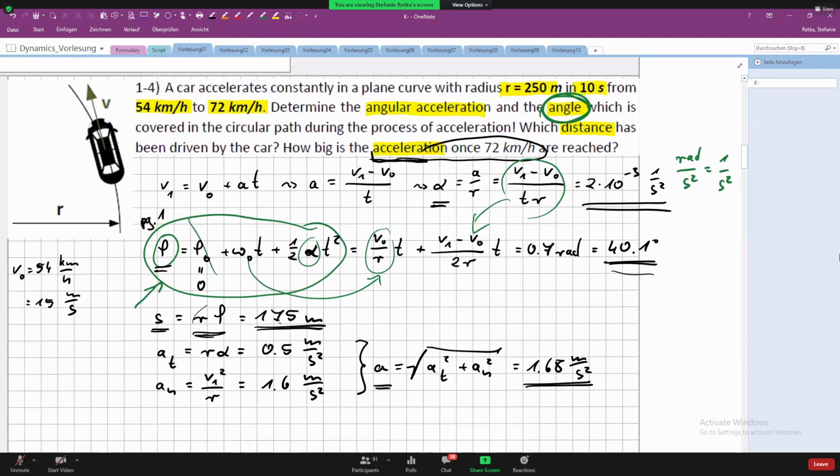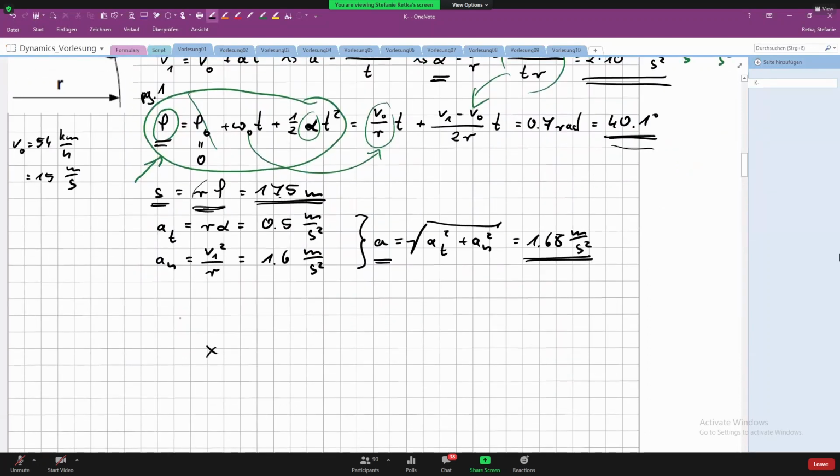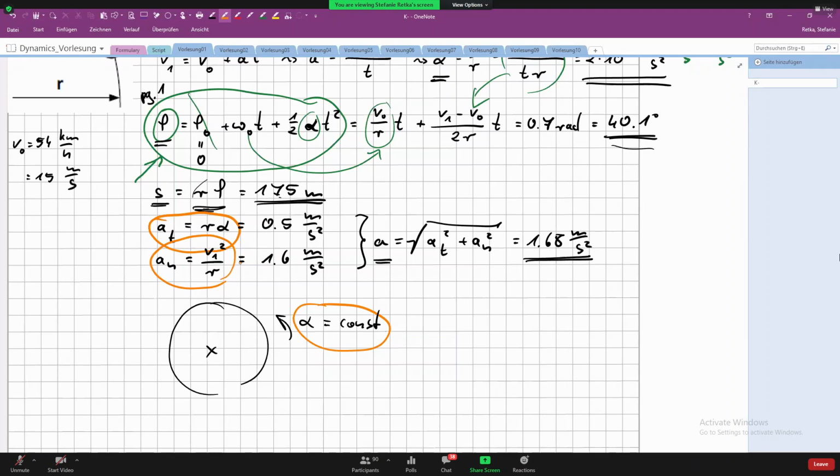Let's draw another figure. The car moves along a circular path, and alpha is constant. But the tangential acceleration stays constant throughout the whole time, since alpha is constant, while the normal acceleration changes dependent on the change of the velocity, the change in direction, what we did at the beginning of this class. And that changes since the magnitude of the length of the vector changes.